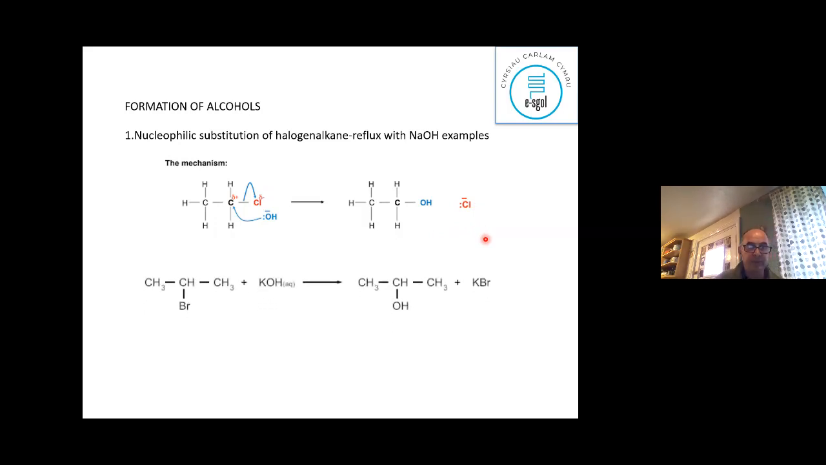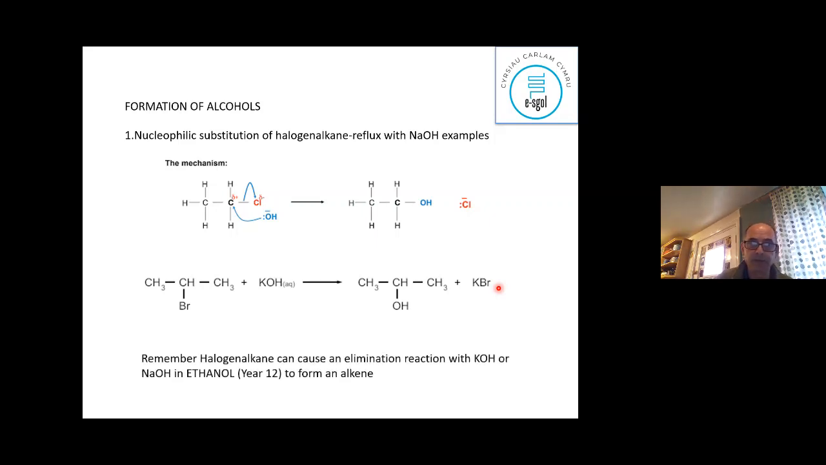You could have an example: 2-bromopropane plus potassium hydroxide gives you propan-2-ol and KBr. Now, in year 12 also, the ions formed, the chloride ion and the bromide ion, could be further tested with nitric acid and silver nitrate. The chloride ions would produce a white precipitate and the bromide ions would form a cream precipitate. So you could identify that a halogenoalkane was present.